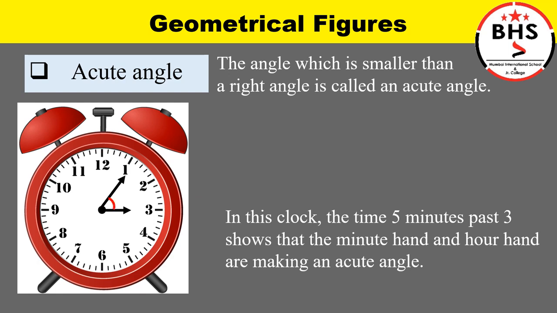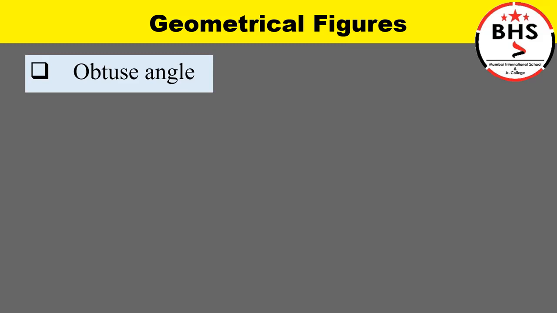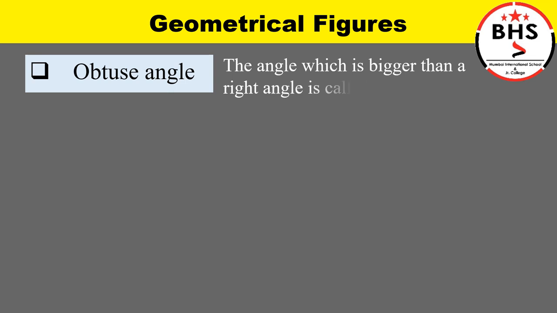Children, this red color arc shows us that the angle between both the hand is smaller than a right angle. So, the angle which is smaller than a right angle is called an acute angle. Now we will learn about obtuse angle. What is obtuse angle? The angle which is bigger than a right angle is called an obtuse angle.